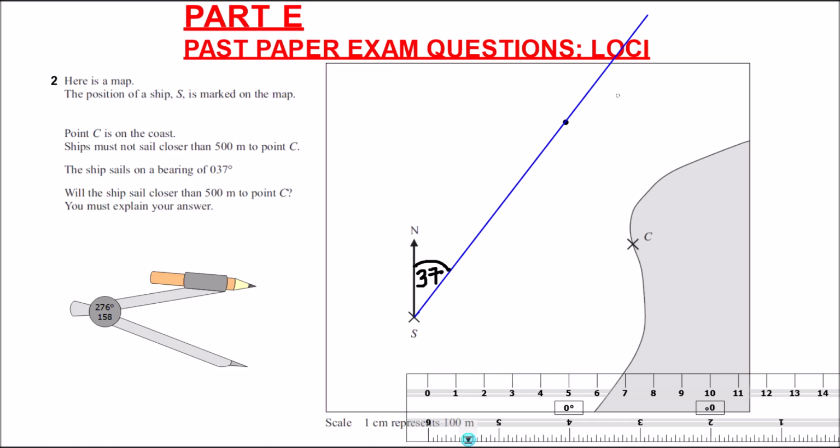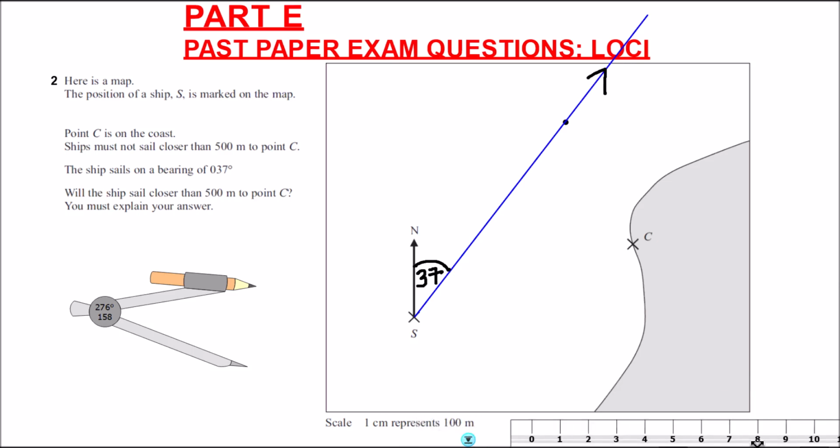So the ship will be sailing up and down this line. It next says about the ship not sailing closer than 500 meters to point C. Now that can be worked out. So what does 500 metres look like on our diagram?